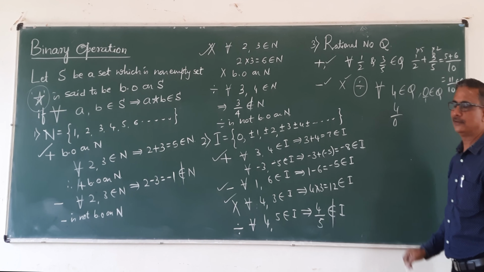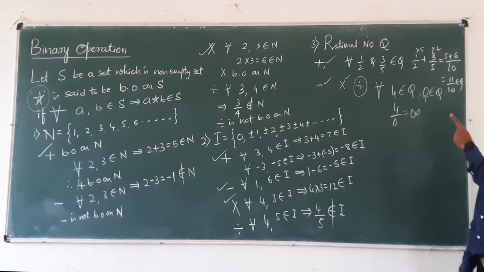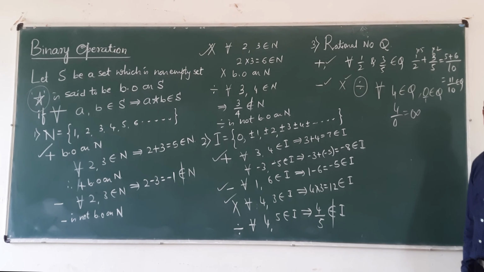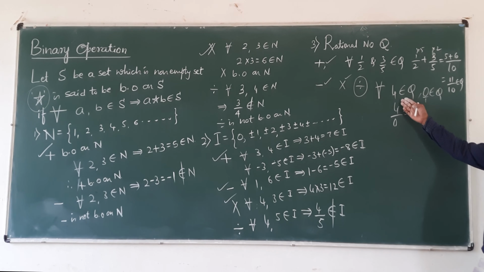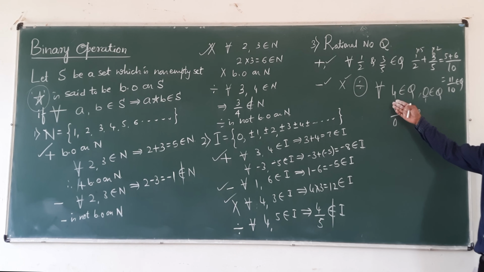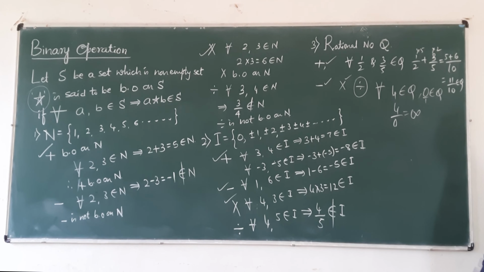4 upon 0 is infinite, not defined. So division is not a binary operation on the set of rational numbers. They will ask: why is division not a binary operation on the set of rational numbers? Take one particular example. For 4 belonging to rational numbers and 0 belonging to rational numbers, the operation is division. 4 upon 0 is not defined, it does not belong to rational numbers. So division is not a binary operation on the set of rational numbers.